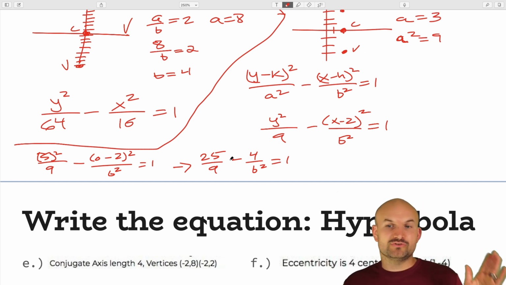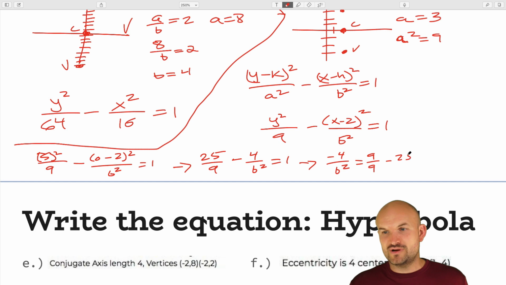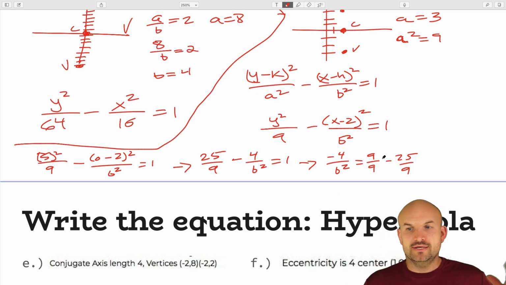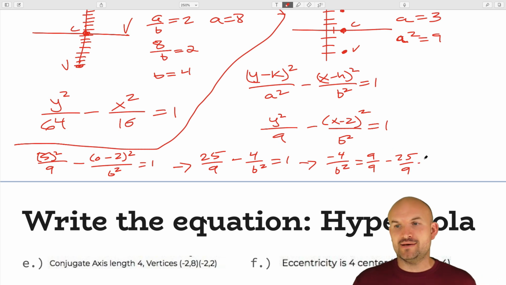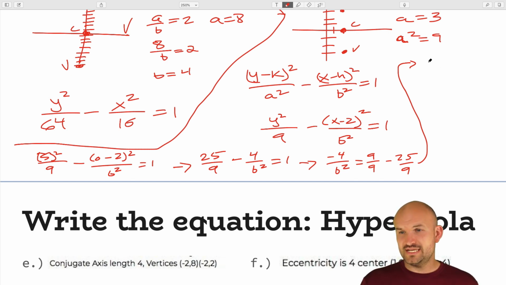Now, obviously, you're going to need to subtract this. So you can go ahead and rewrite this as 9 over 9 if you needed to. But if you subtract that over to the other side, you'll have a negative 4 over b squared equal to 9 over 9 minus 25 over 9, right? So basically, I'm just subtracting the 25 over 9 to the other side. I'm rewriting 1 as 9 over 9, because 9 over 9 is 1. Now they have common denominators, so I can rewrite them. So therefore, I will have negative 4 over b squared equals negative 16 over 9.